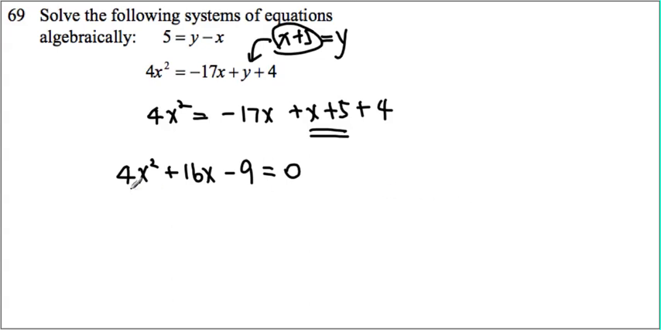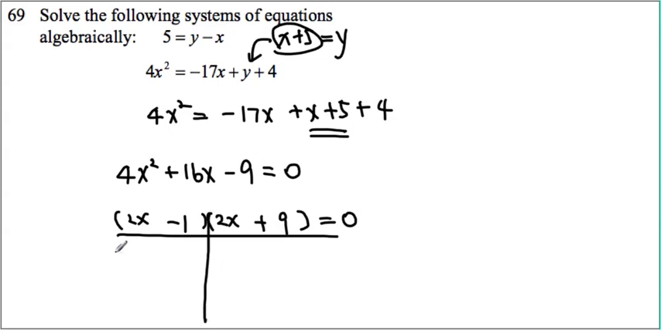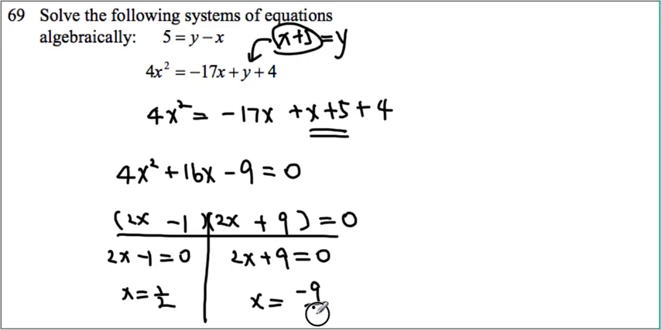Now, you can use the quadratic formula, or you could also try to factor this one. When you factor this, we get 2x and then 9 and -1. Then, that's our factoring. Here, you'll realize that 2x minus 1 is equal to 0. When you solve this one, x will be equal to 1/2. Here, 2x plus 9 is equal to 0. That means x equals -9/2.